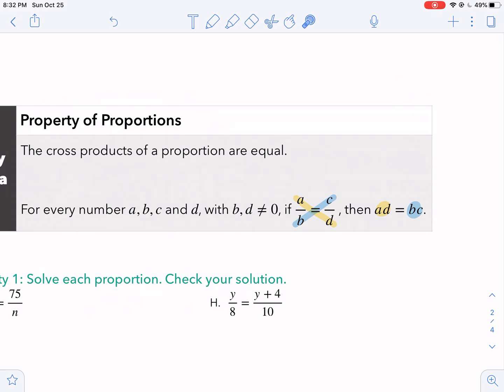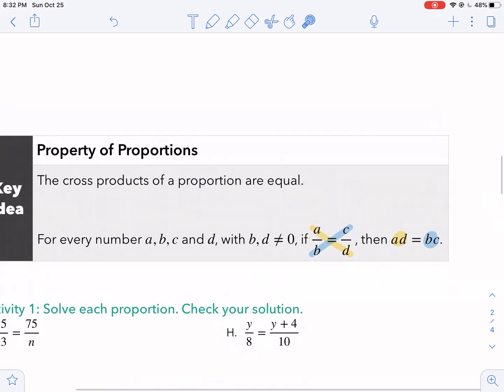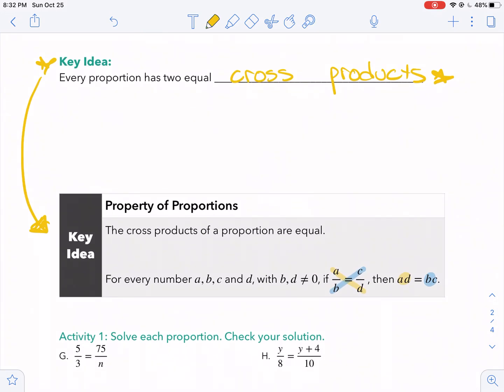And why is that the case? Well, let me show you. First, I'll show you with numbers, and then I'll show you with letters, showing you that it doesn't matter what numbers we pick, they all work.